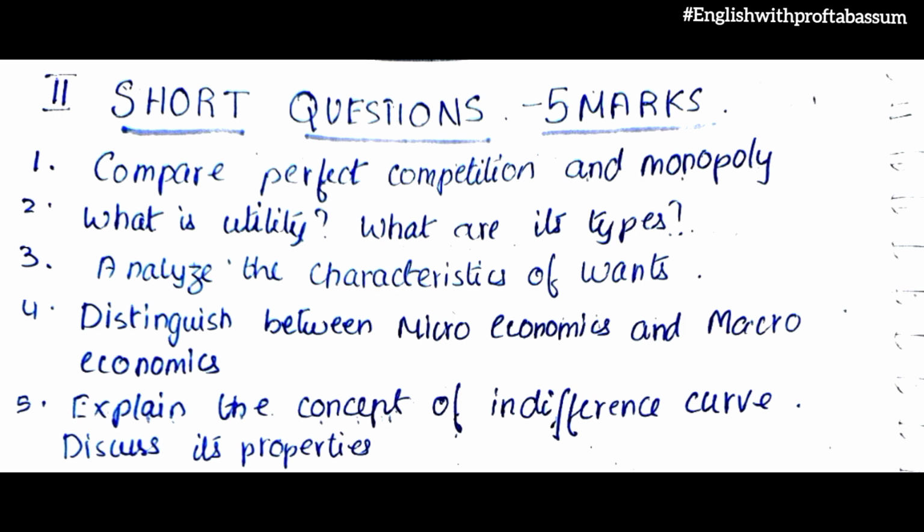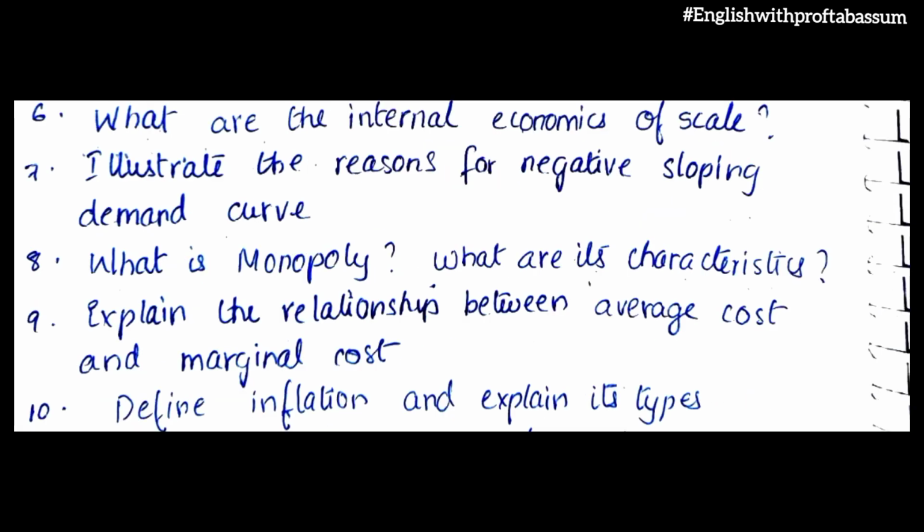Compare perfect competition and monopoly. What is utility? What are its types? Analyze the characteristics of wants. Distinguish between microeconomics and macroeconomics. Explain the concept of indifference curve. Discuss its properties. What are the internal economies of scale? Illustrate the reasons for negative sloping demand curve.